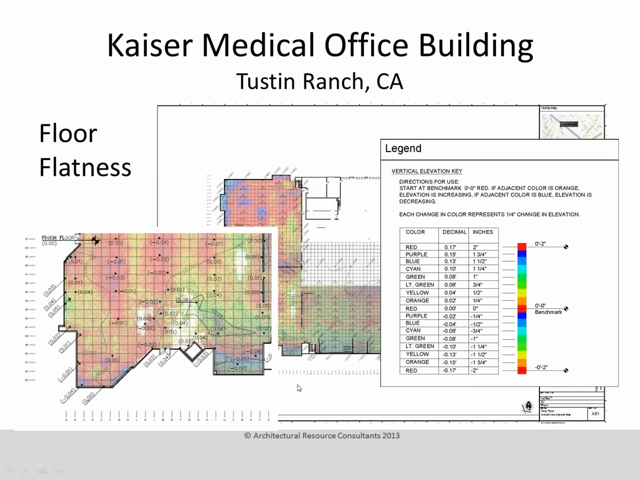You can also use this for things like reflected ceilings. In this case, the blue areas have some sag. They may want to go in and tighten up some ceiling wires.